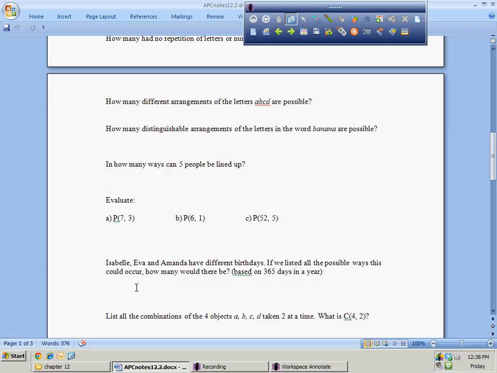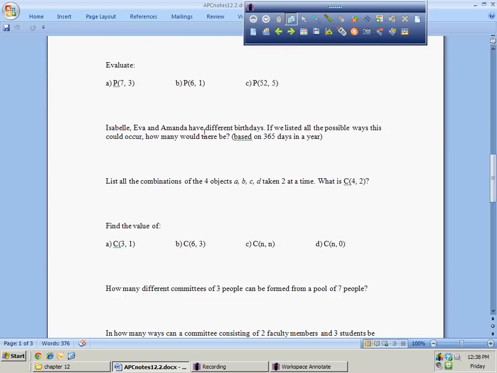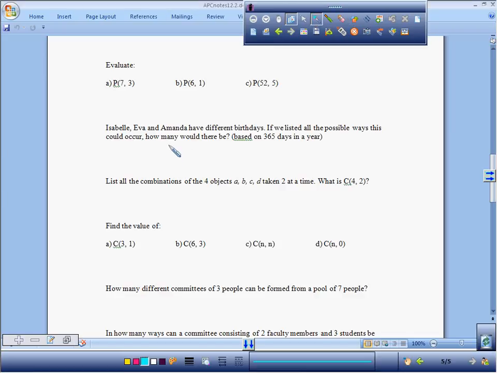We could do that. Here we have Isabella, Evan, and Amanda. How many different ways could they have their birthdays if they can't have their birthday on the same day? How would I do that? 365 choices for the first spot, 364 times 363. But unfortunately, now we have combinations.